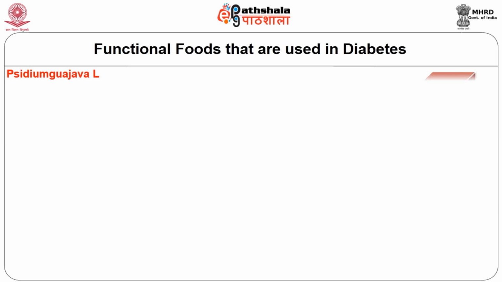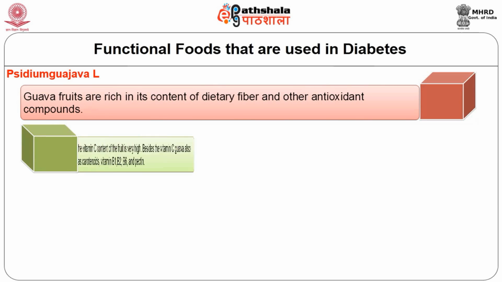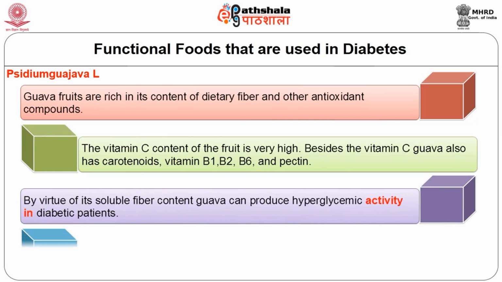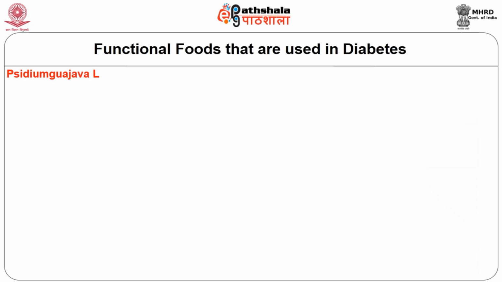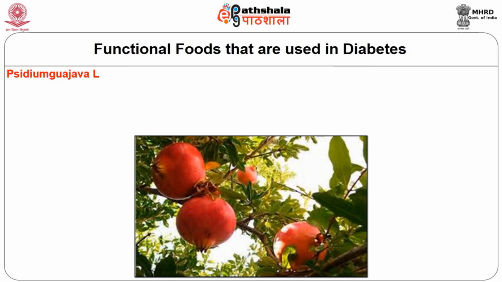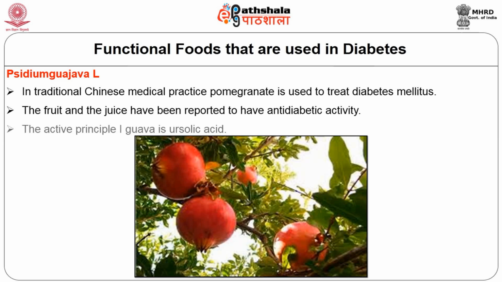Then guava fruits, which are rich in vitamin C, fiber and B-complex vitamins, also are helpful because of their soluble fiber content, and they can also contribute some magnesium, which is known to be somewhat low in diabetics. Then there is pomegranate, which has also been used to treat diabetes in China. It is used in Chinese medical practice. It has ursolic acid, which may be of benefit to diabetics.